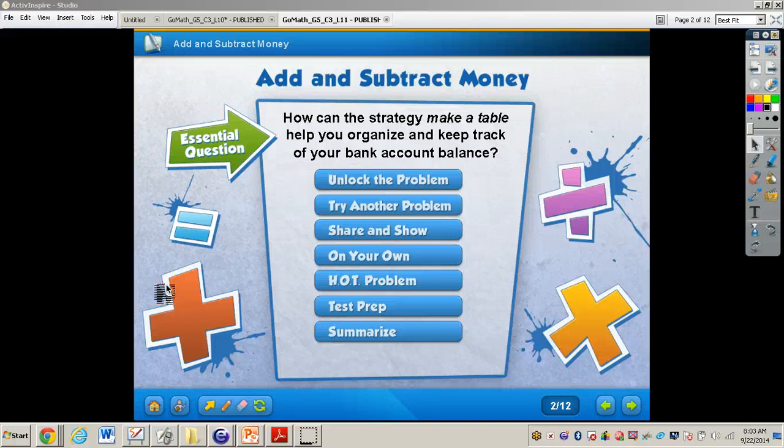In this video, we're going to be taking a look at adding and subtracting money, and the essential question that we are going to answer is how can the strategy make a table help you organize and keep track of your bank account balance? Now you will need to turn to page 147 in your Go Math book, and we will work through this problem.